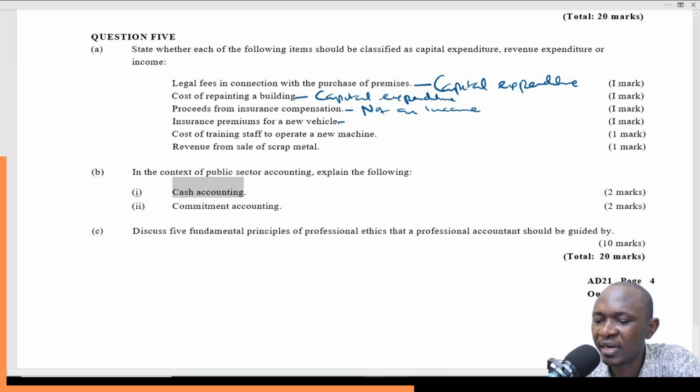So they are normally treated as revenue expenditures. But in this case, the examiner is very specific on insurance premium for a new vehicle. A new vehicle must have the first insurance, which is meant to enable that vehicle to run. Without the first insurance, you may not even be able to get that vehicle from where it is, if you are talking about the port or whatever.